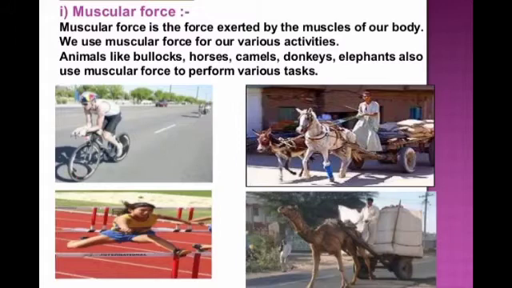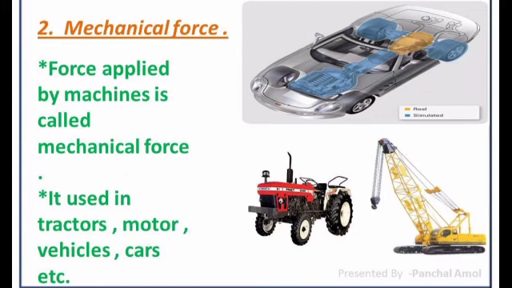Okay. Now look at this picture. In this picture we can see the image of muscular force. All the actions of our body are performed with the help of bones and muscles. These movements are due to muscular force, and examples of muscular force are an ox pulling a cart, lifting a weight, etc. Next is mechanical force.